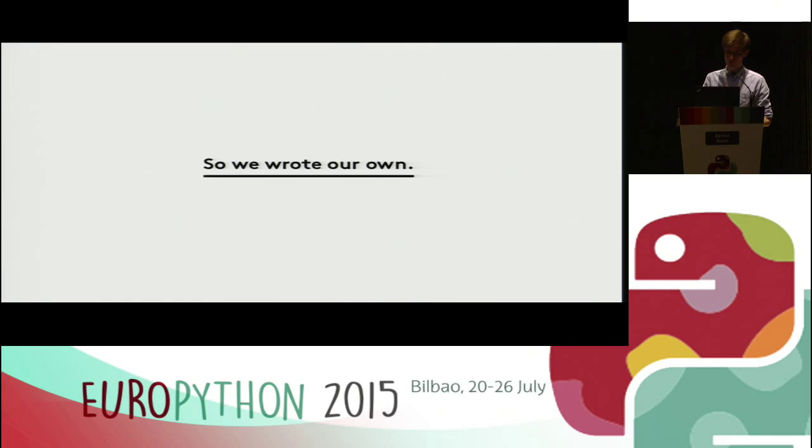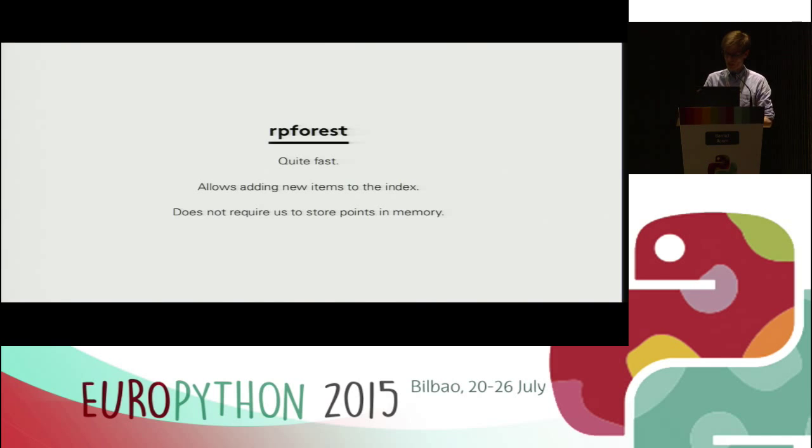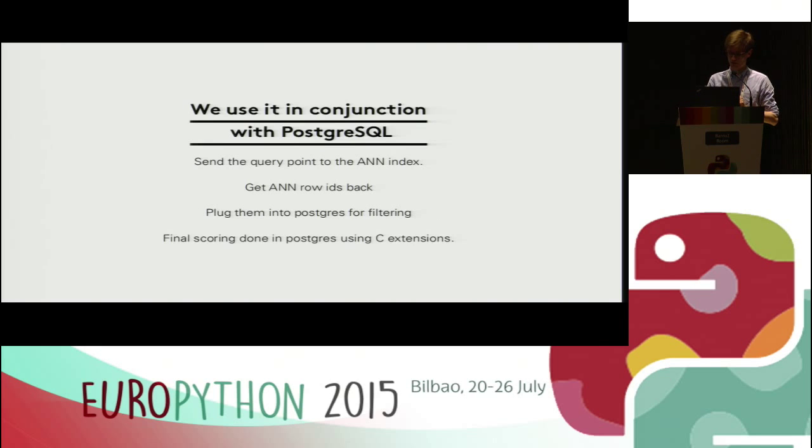So like any engineer, we wrote our own. It's called RP Forest, which speaks to the algorithm. It's available on GitHub, and it's pip installable as well. So please go forth and try it out and break it in all sorts of novel ways, and I'll try to fix them. It's quite fast. It's not as fast as Annoy, but it's fast enough for us. It's certainly much, much faster than LSH Forest, which is built into scikit-learn. It allows adding new items to the index, and does not require us to store all the points in memory, which is really very nice.